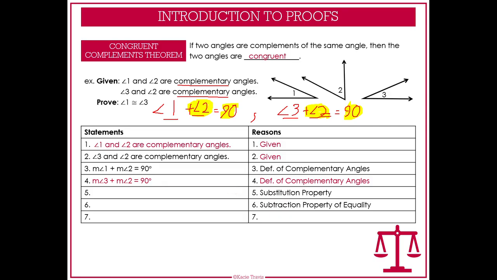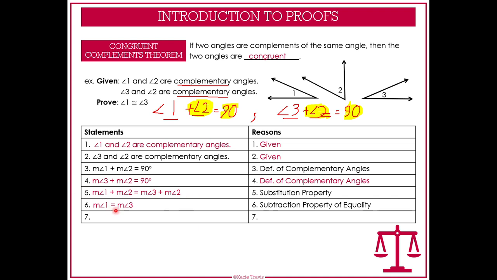Now we see that we have two equations that are both equal to the same thing. So what could we do? We can use the substitution property to set both of those equal to each other. On my next line, they say we're doing the subtraction property of equality. When we do the subtraction property, we subtract the same thing from both sides so they maintain their equality. What could we subtract from both sides? The thing that's the same, the measure of angle 2. Meaning that the measure of angle 1 is now equal to the measure of angle 3 because we did the subtraction property.